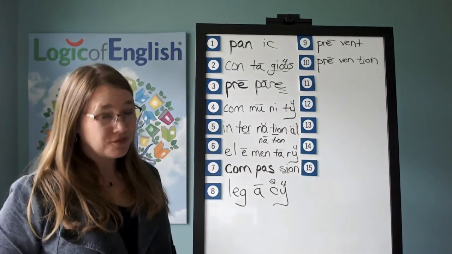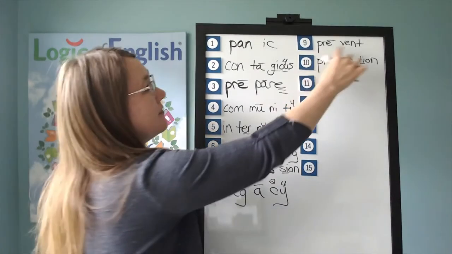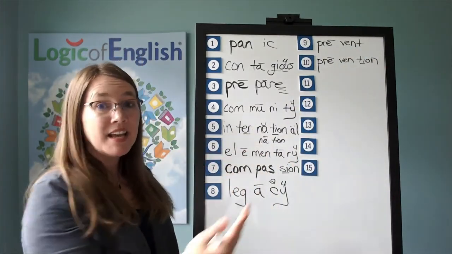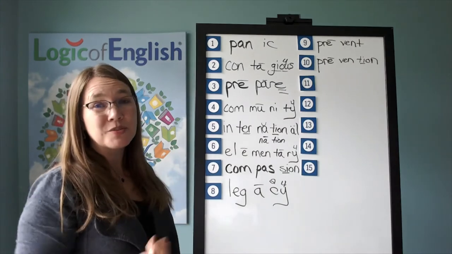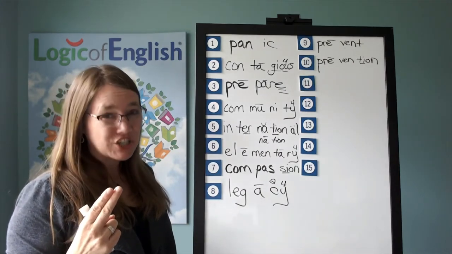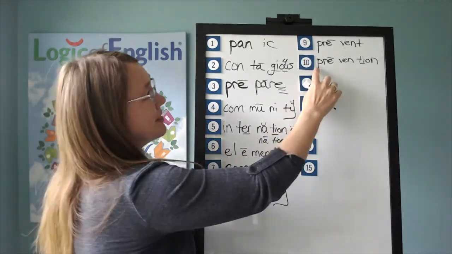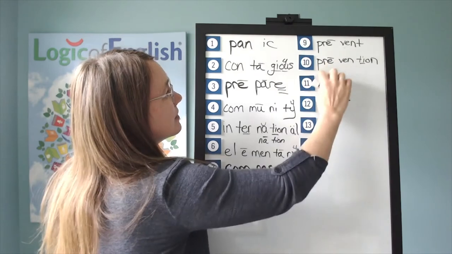Now, how did you know that we would use tall sh? You're right. Prevent ends in a T, and we added the ending I-O-N, and that then formed the new phonogram, tall sh, prevention. Excellent. Let's read it. P-r-e-v-e-n-sh-a-n, prevention.